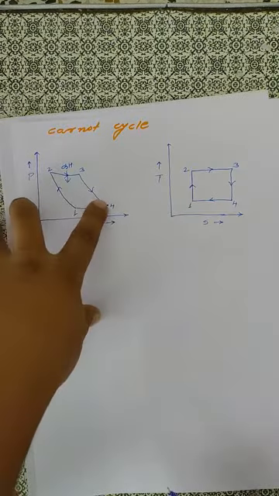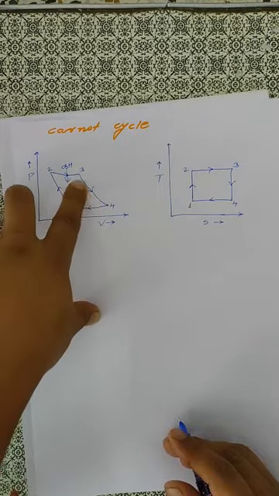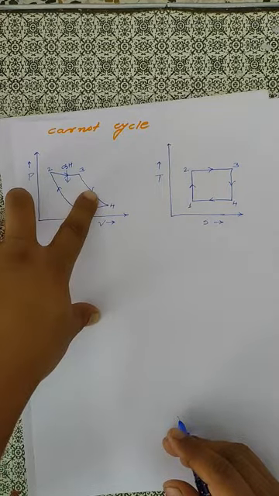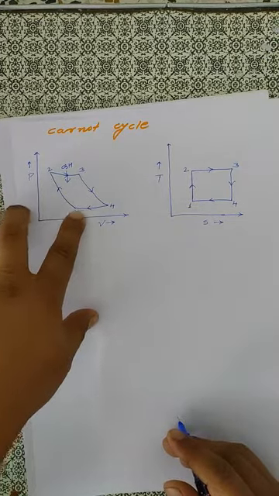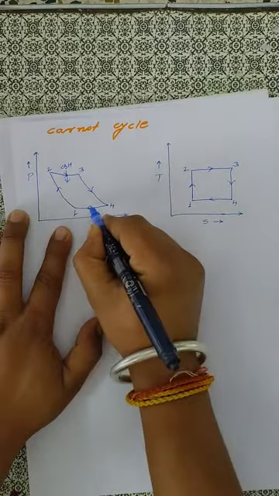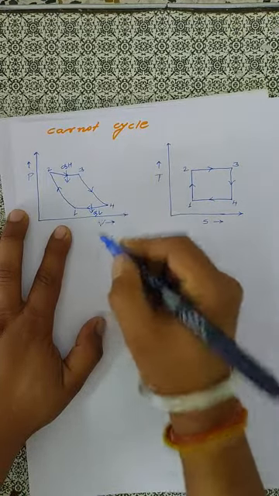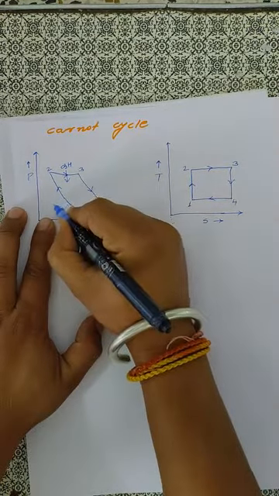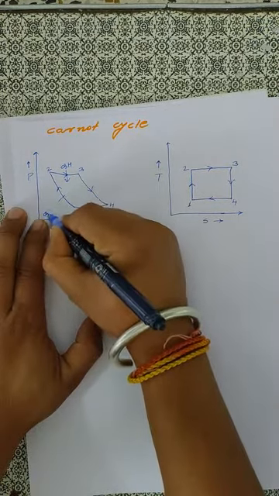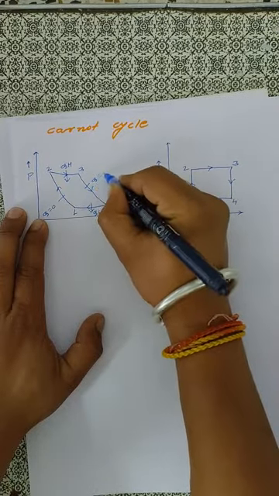3 to 4 process, that is the reversible adiabatic expansion. Here the work is to be done. And the 4 to 1 is the isothermal compression, that is the heat rejection. That is 1 to 2 process, isentropic, that means there is no heat flow, that is Q is 0. Here also isentropic process, the Q is 0.